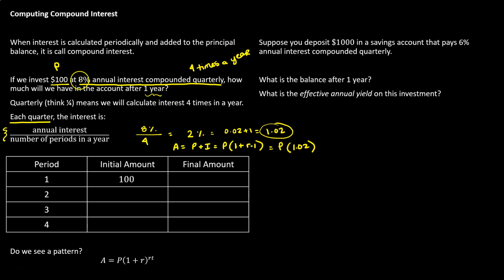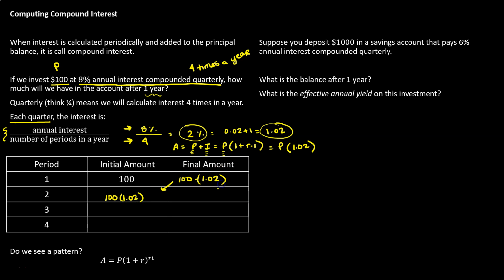Again, how did we find that? We said 8% annual interest compounded 4 times a year. So annual interest divided by the number of compounds each year gave us 2%. Specifically, to find the final amount, we know we need to add the principal plus the interest. In this case, that turned out to be principal times 1.02. That's the 1 plus the interest rate. So our final amount would be 100 times 1.02. And then that final amount now becomes the initial amount for the next compounded interest period.